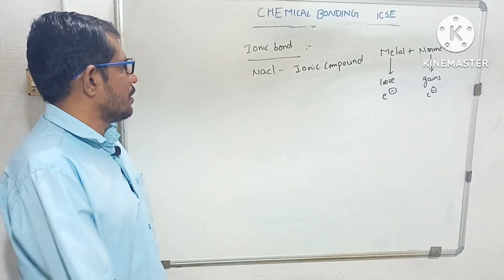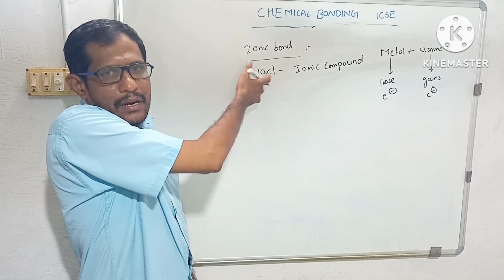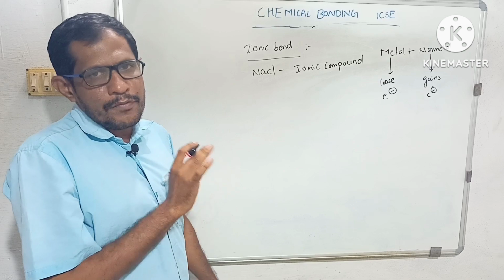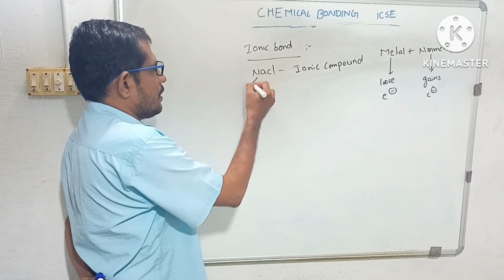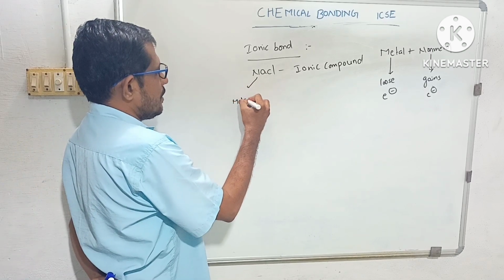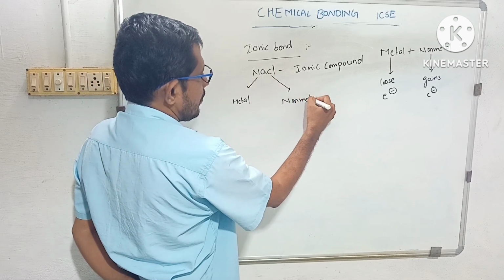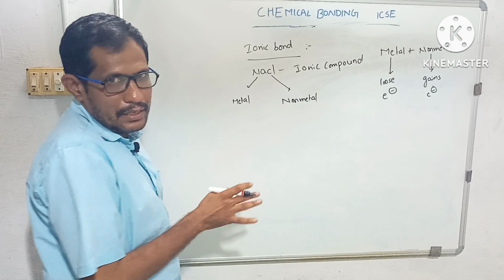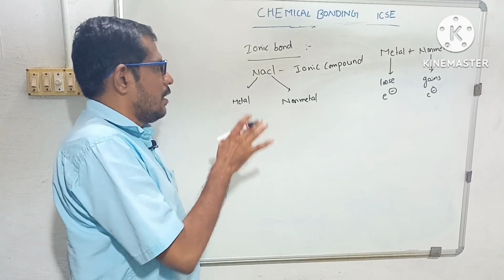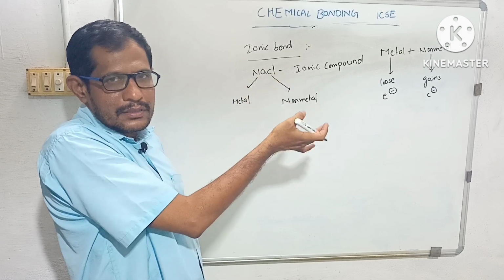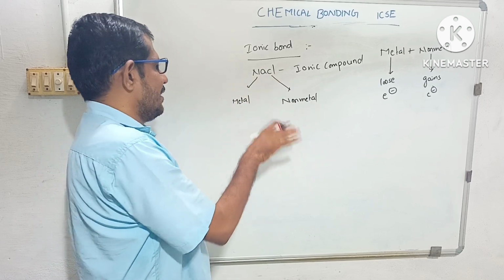But you should ask me a question: sir, how can I know whether this is a metal or non-metal? Most of the compounds in chemistry, the first element is the metal and the second element is the non-metal. I think you are clear with the points. So the ionic bond happens between the metal and non-metal. Metal always loses electrons, non-metal always gains electrons.